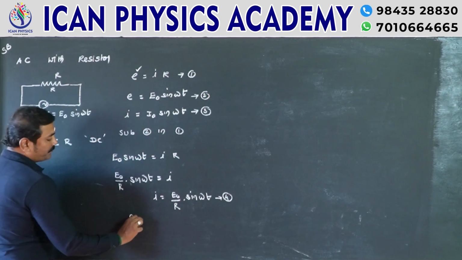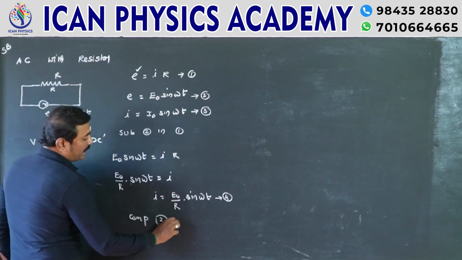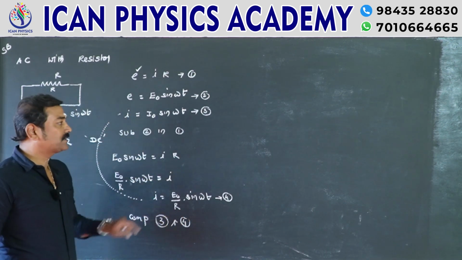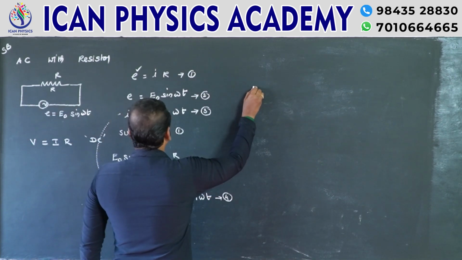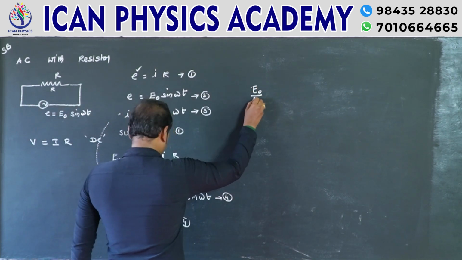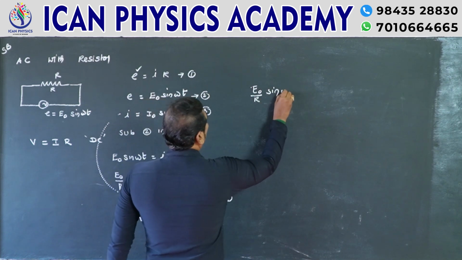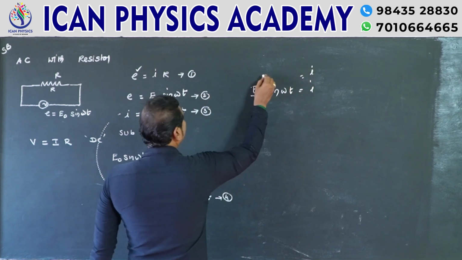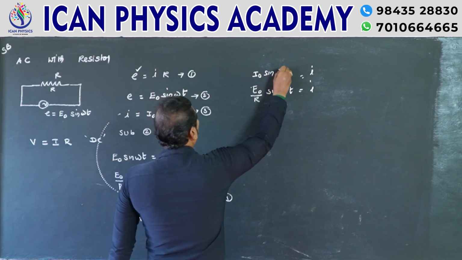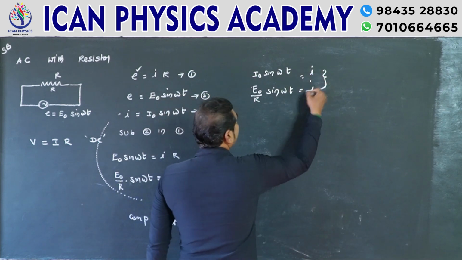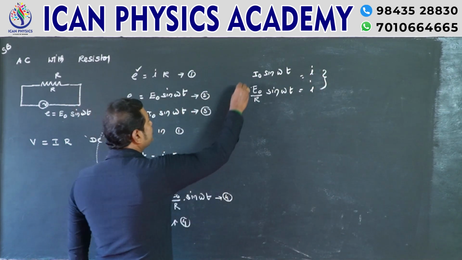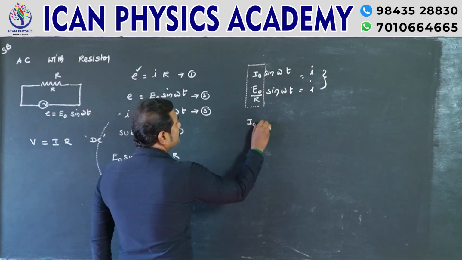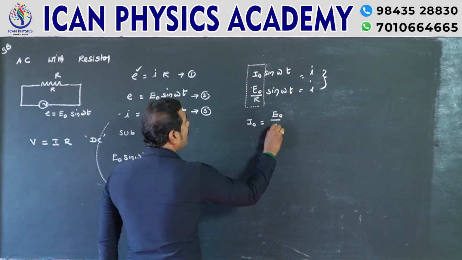Now compare 3 and 4. When you compare 3 and 4, LHS are equal, so RHS are equal. So we can write E naught by R sin omega t equal to I. Here you can go for I equal to I naught sin omega t. Just see that when the left hand sides are equal, then the right hand sides are also equal. So what can we write? I naught equal to E naught by R.